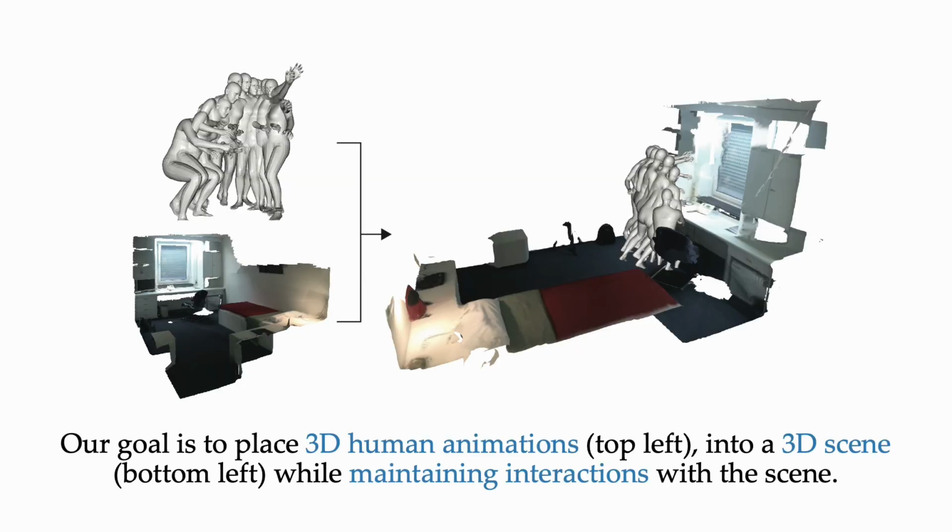Our goal is to place 3D human animations, like that in the top left, into a 3D scene, like that in the bottom left, while maintaining interactions with the scene that the animation contains. In the animation in the top left, this would include sitting and reaching and grabbing objects in the scene. It's important to maintain these so that the placement looks realistic.